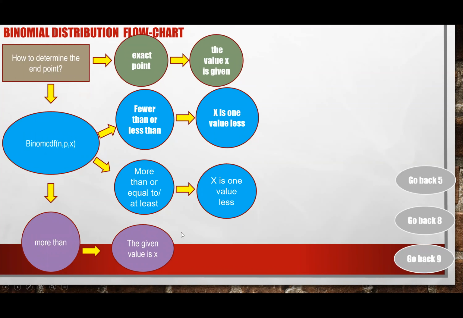So again, instead of drawing a number line, if you can remember this flow chart, it will be a little bit easier. After you practice a few times, you can see that for more than 6, you just use 6 because your calculator calculates up to 6. Okay.